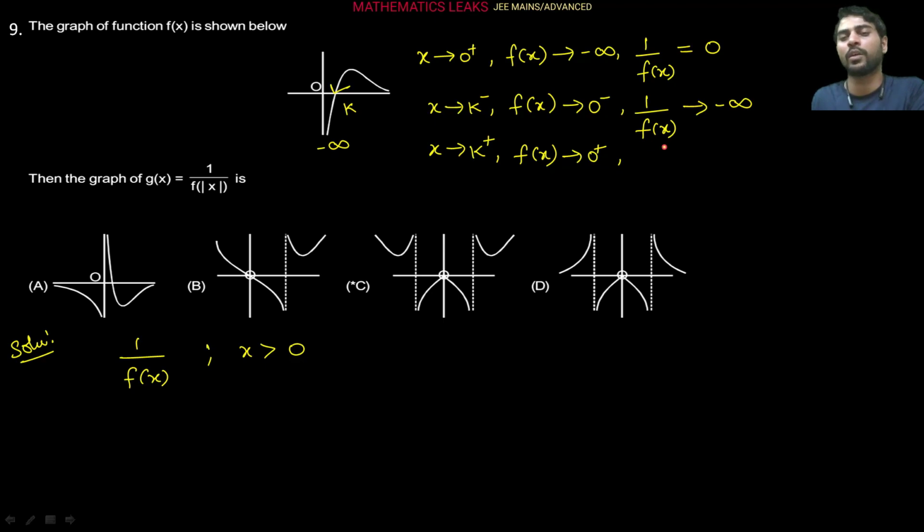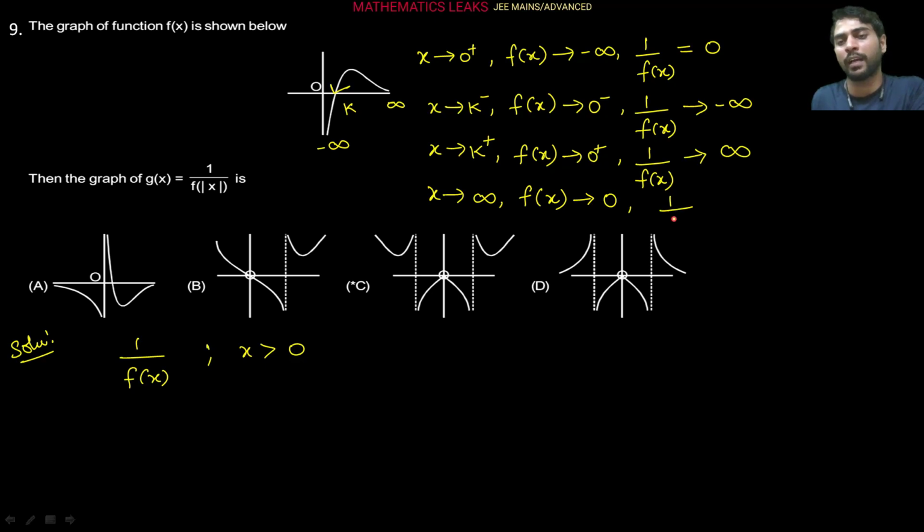So 1 upon 0.00 something with very negligible positive value means it will be approaching towards positive infinity, right? So it will be positive infinity. And also you can see when x is approaching towards infinity, the f of x graph is approaching towards 0, because it is trying to touch the x-axis, right? So we can say when x is approaching towards infinity, f of x is trying to approach 0 here.